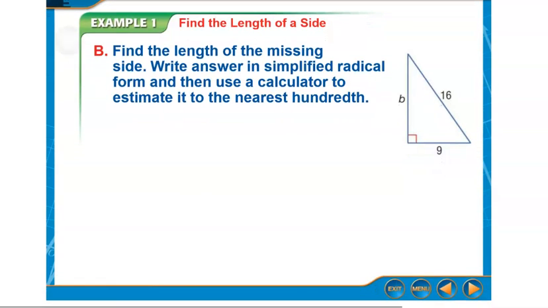So you try this one. Let's see if you can do this. Pause the video and then come back for the answer.